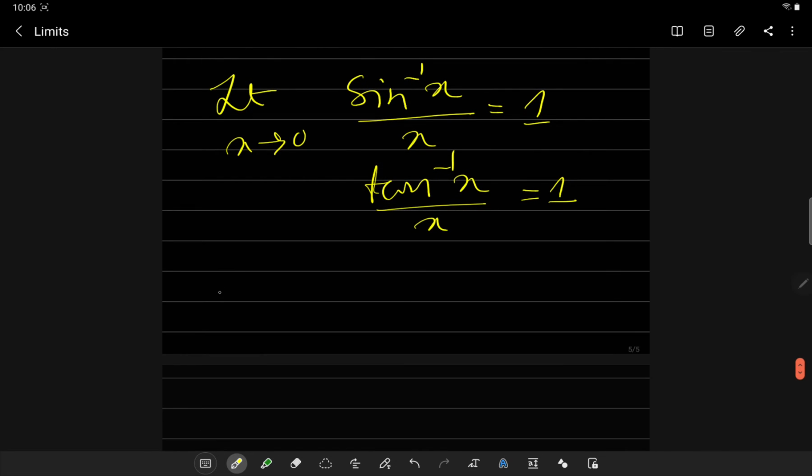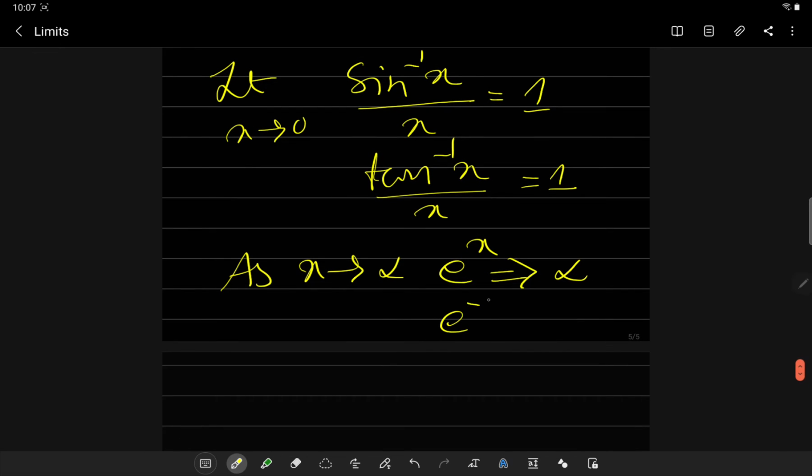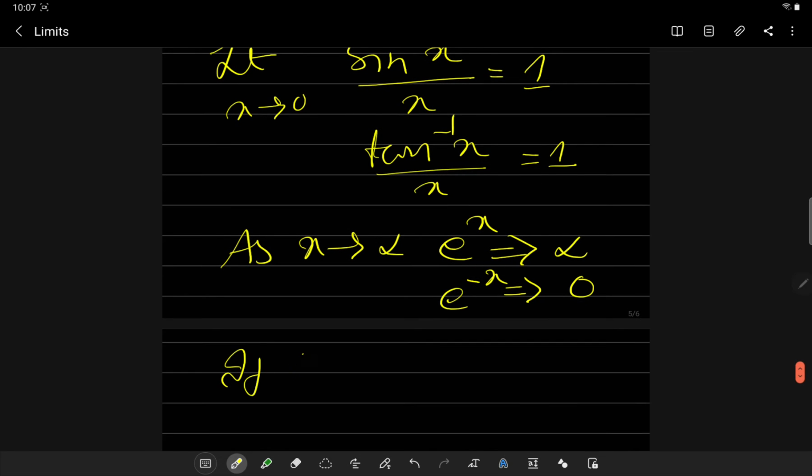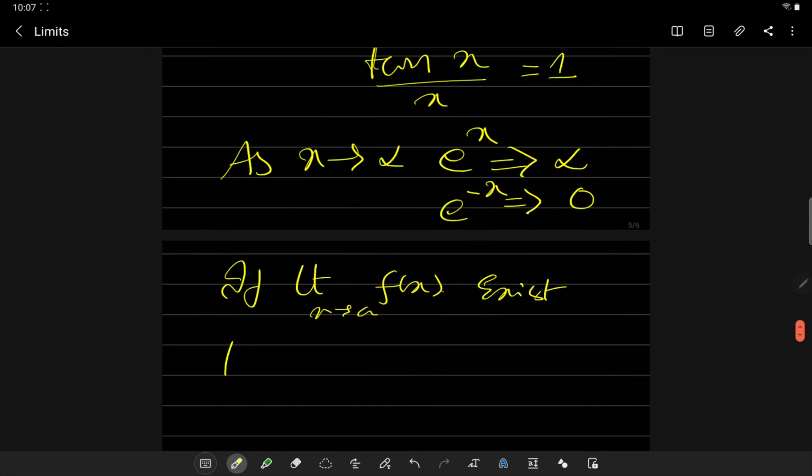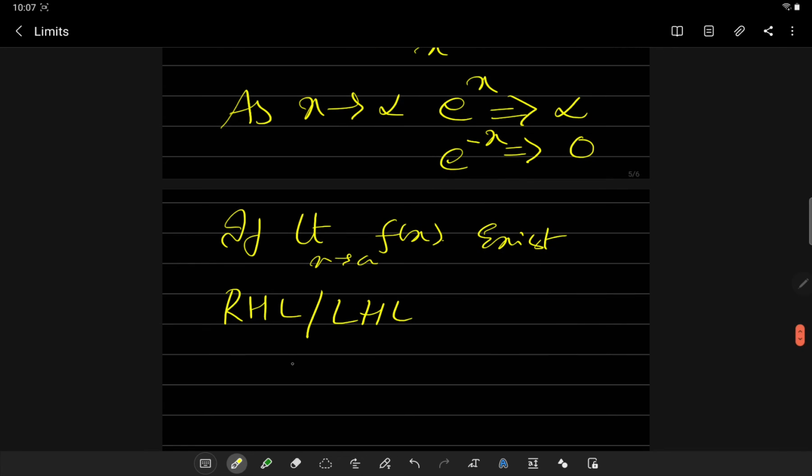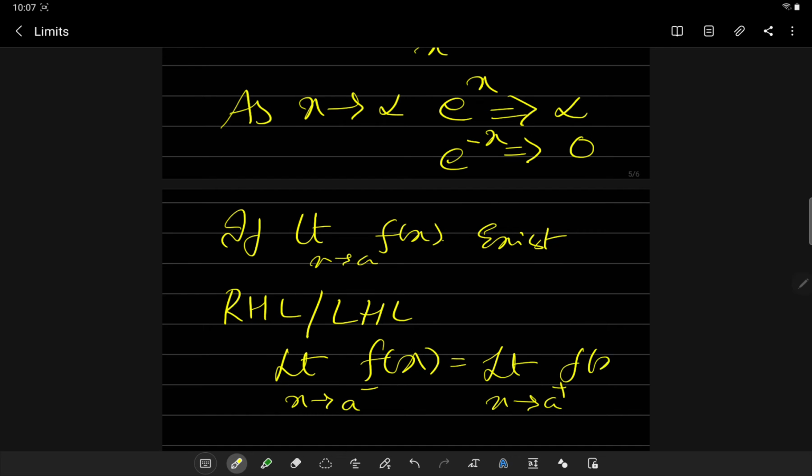So next, as x tends to infinity, e power x value is also tending to infinity, and e power minus x will be tending to 0. So if limit x tends to a, f of x exists, then both right hand limit and left hand limit must be equal, or simply I can write limit x tends to a minus f of x must be equal to the limit x tends to a plus f of x.